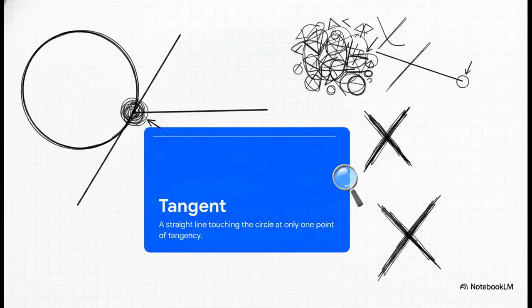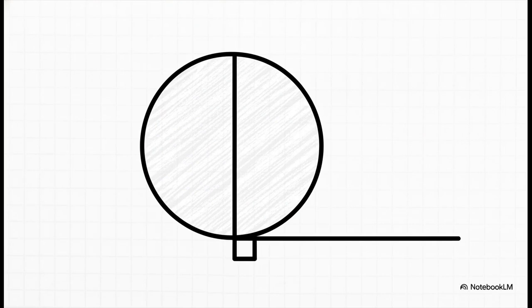Okay, so we need to be really precise about what a tangent actually is. A tangent to a circle is a perfectly straight line that just barely skims the outside of the circle, touching it at one, and literally only one, single point. Recognizing these straight lines in a chaotic exam diagram is honestly the very first step to unlocking the rest of the geometry puzzle. Once you spot one of those tangents, your next move is to immediately look for the radius.